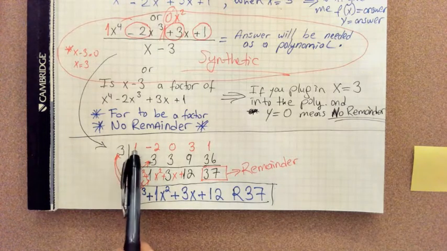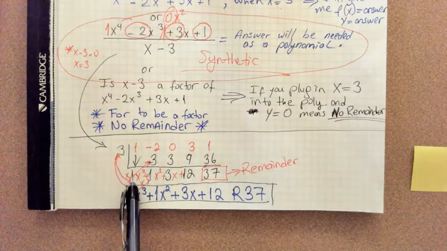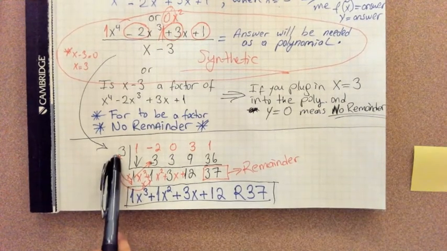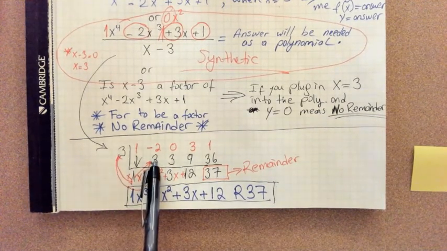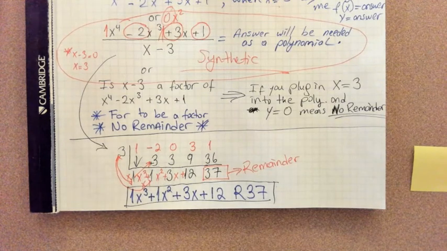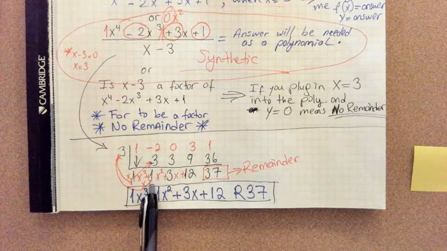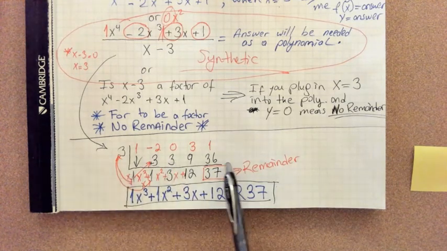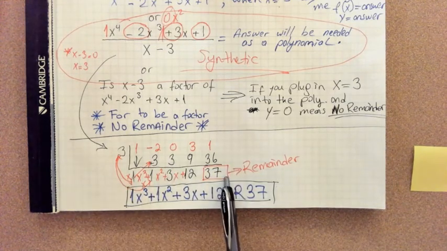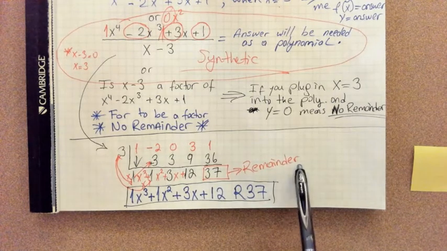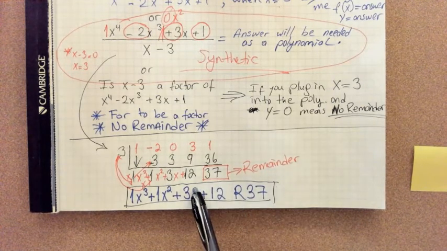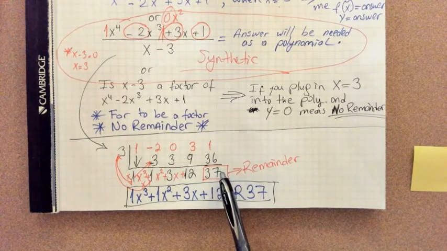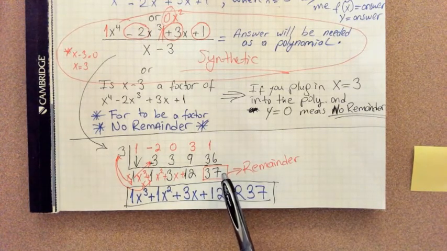Then the first step is I bring down this first number, and then I multiply it with the 3. Whatever the answer is, I write it over here, and then I add. The answer is 1, multiply again, write it over here, add again, and so on. The last number I have is the remainder. If this is 0, it's a factor. If it's not a 0, it is not a factor.